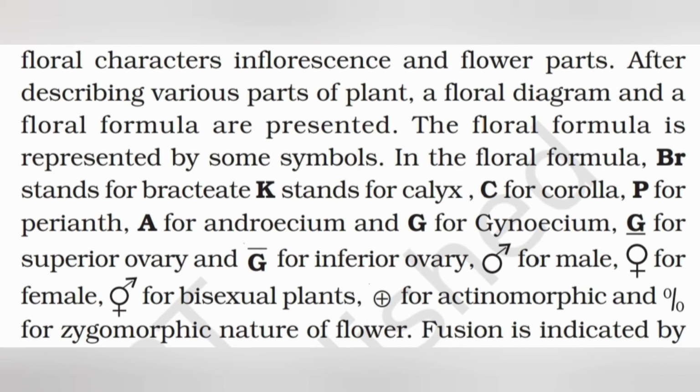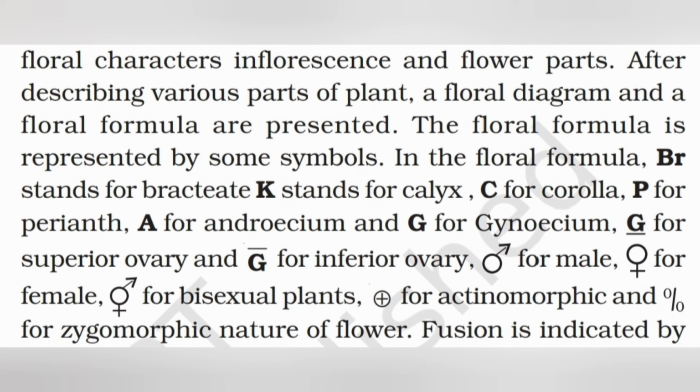The floral formula is represented by some symbols. In the floral formula, Br stands for bracteate flower, K stands for calyx, C stands for corolla, P stands for perianth, A for androecium, G for gynoecium. G with an underline is for superior ovary and G with an overline for inferior ovary. There are symbols for male and female as well as a mixed symbol for bisexual flowers. Plus is for actinomorphic and percentage sign is for zygomorphic nature of the flower.